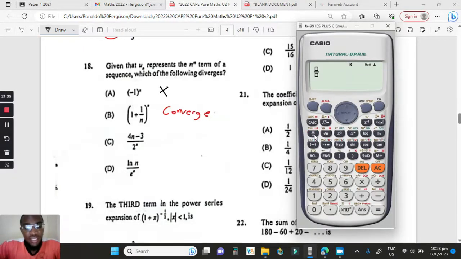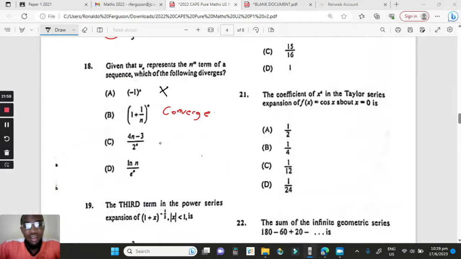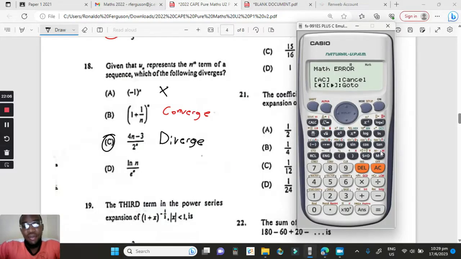So check with C. 4 times big number minus 3. How many zeros did I use? 1, 2, 3, 4, 5, 6, 7, 8. I'm going to use 2 raised to the 8 zeros again. 1, 2, 3, 4, 5, 6, 7, 8. Bam, math error. Once you get a math error, that's the one that diverges. It's going to infinity.